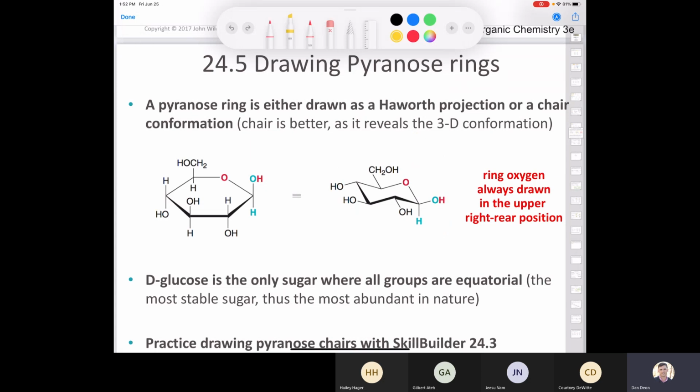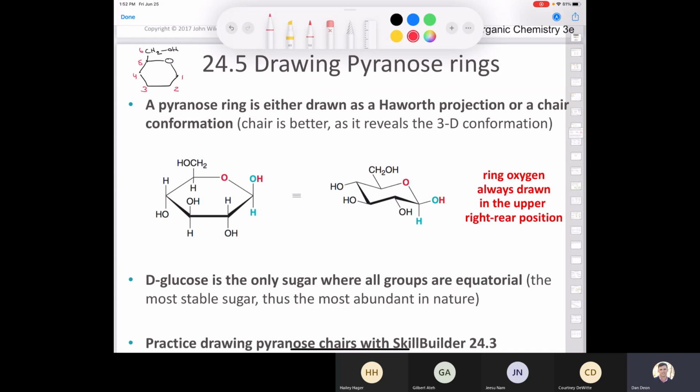I said that whenever you draw a Haworth projection, you always draw the 6-membered ring so that the oxygen is in the top right corner. And we always number the carbons like this: 1, 2, 3, 4, 5, 6. The 6th one, I'll put the hydroxyl on it, but this is carbon number 6.